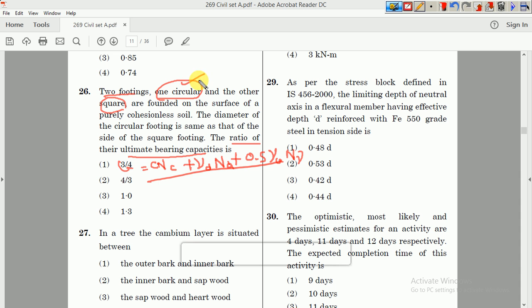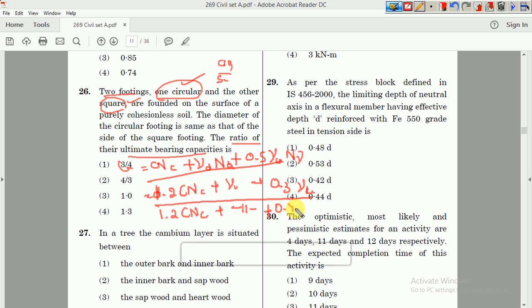They are giving us two conditions, one circular and the other square, and they are asking us to find the ratio of circular to square. So what is the formula? When it is circular, it will be 1.2 cNc plus gamma d Nq plus 0.3 gamma B N gamma, divided by, for square, the same 1.2 cNc plus gamma d Nq plus 0.4 gamma B N gamma. So when I do the ratio, these terms cancel, gamma B cancels, and what is left is 0.3 divided by 0.4, which is 3 by 4. The answer is 3 by 4. Okay, it comes under GT1 and bearing capacity of the soil.